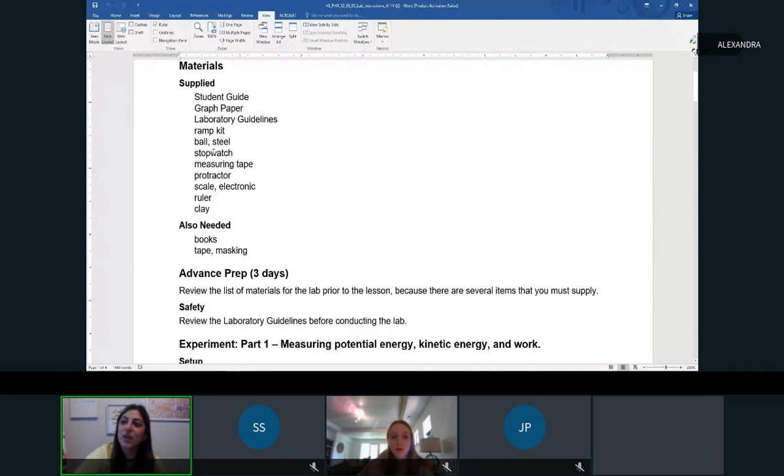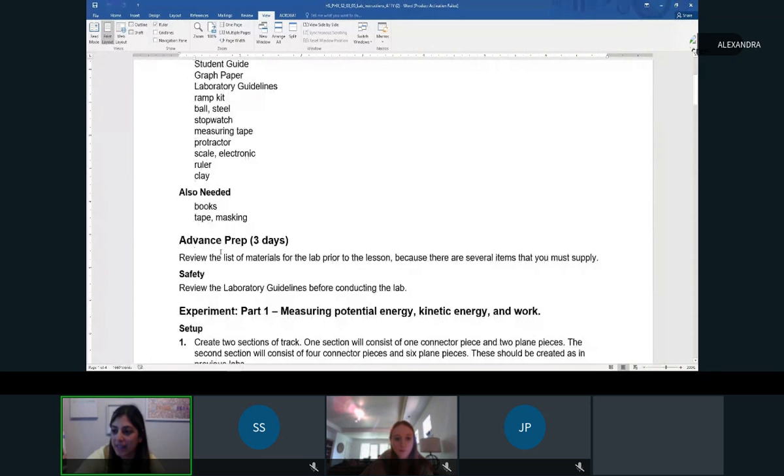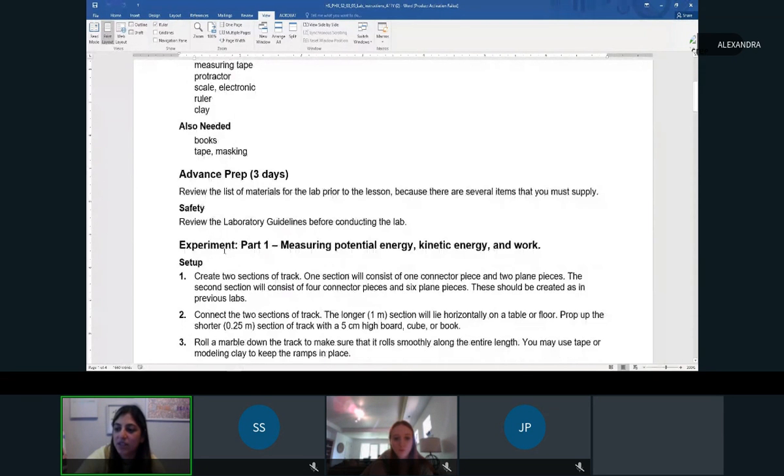All right, so we've got all of these materials that we're going to need, and all of this is going to be coming from the box, the kit that you got from Q2. So you should still have that. And so you should have the student guide, which is this graph paper, lab guidelines, and then you'll need the ramp kit, the steel ball, the stopwatch, the measuring tape, protractor scale, electronic scale, ruler, and clay. You'll also need some books and some masking tape if you have it. Okay, so let's go get all those materials first.